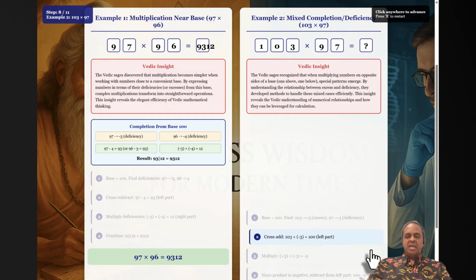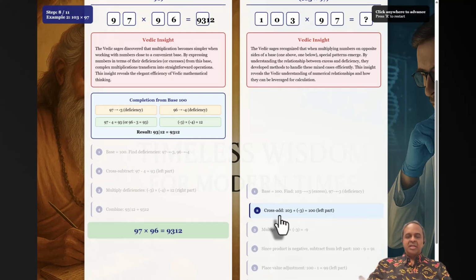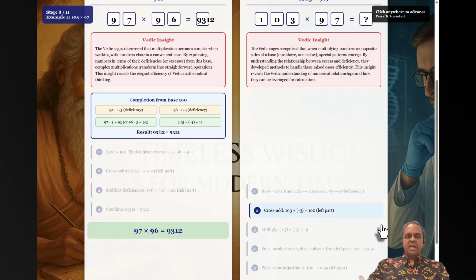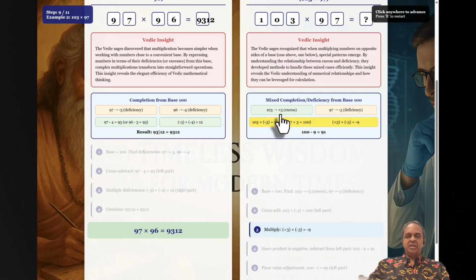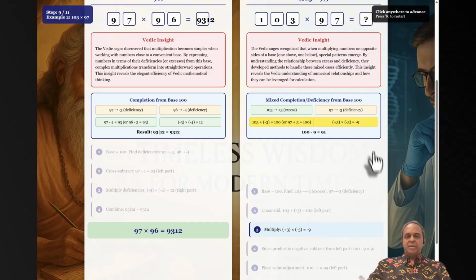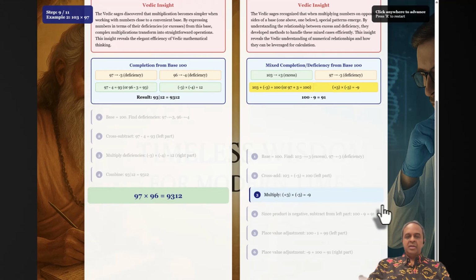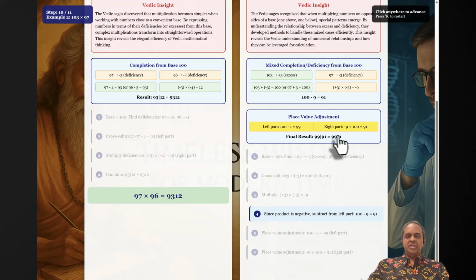Okay. So again, if you cross add, 103 plus -3 gives you 100, correct? The minus is a deficiency. You take the deficiency of 97 and cross add that. Just to recap, +3 is the excess, -3 is the deficiency from 97, and from 103 you subtract the deficiency of -3, which gives 100, right? Then you take the two deficient numbers, +3 times -3, that's -9. You take the -9 and subtract it from 100, so 91. Remember that 91 is what will become the right side of your result.